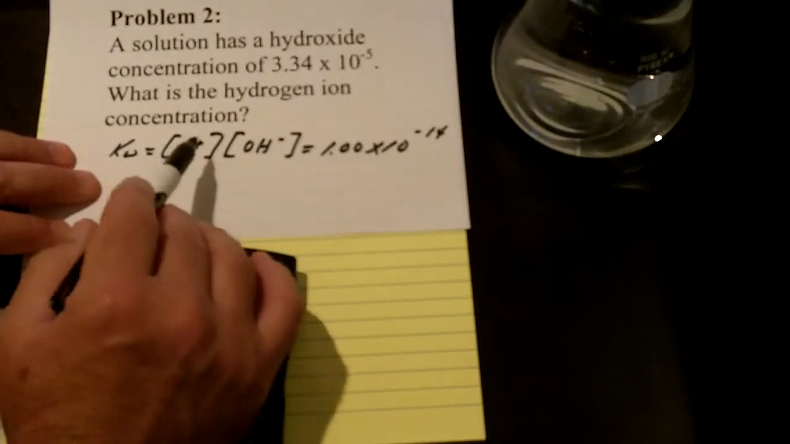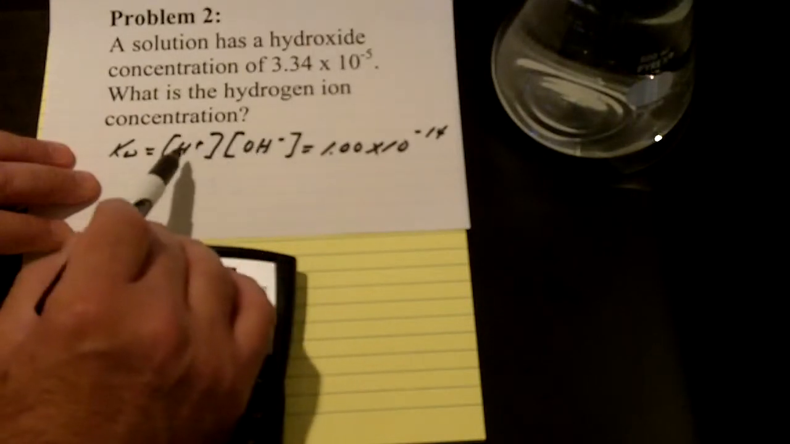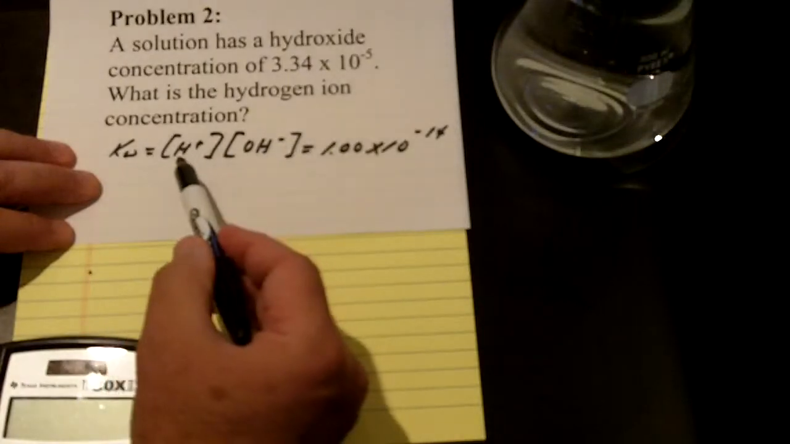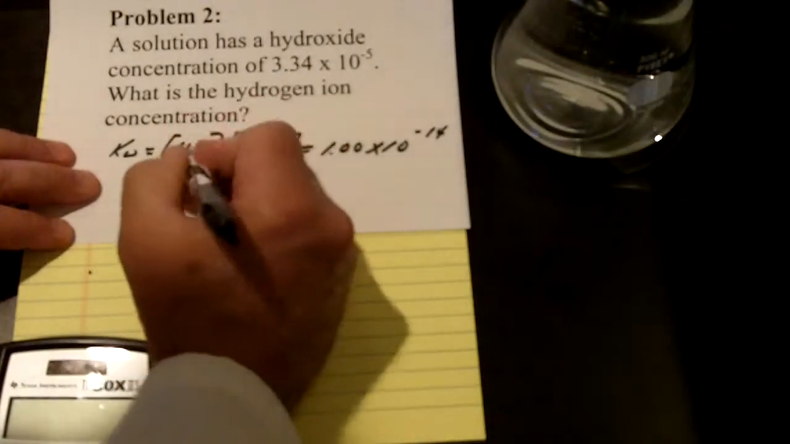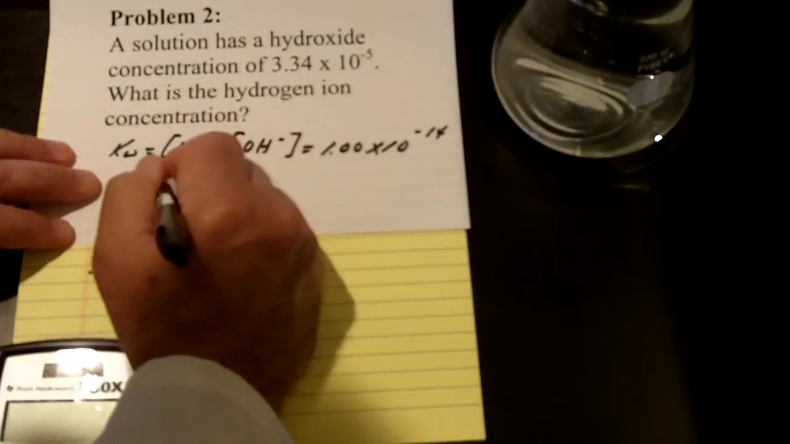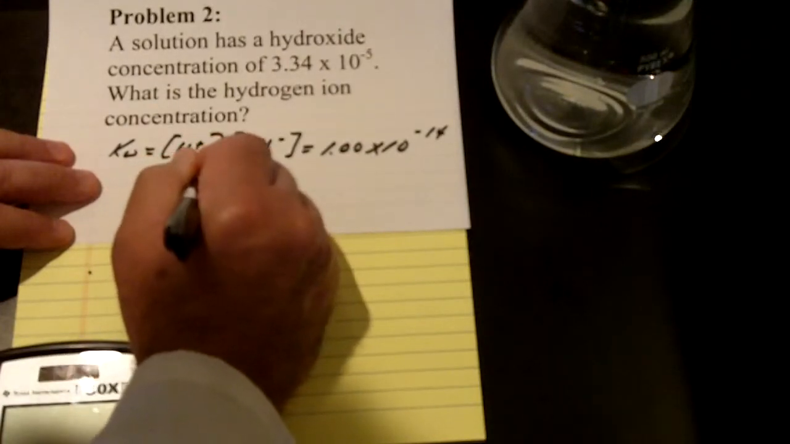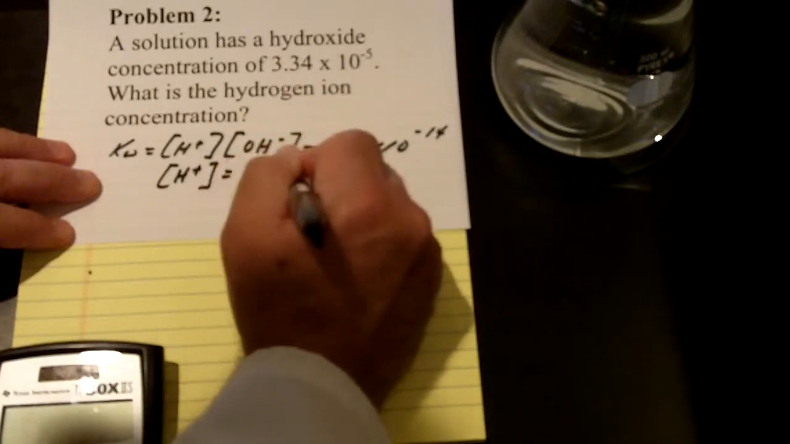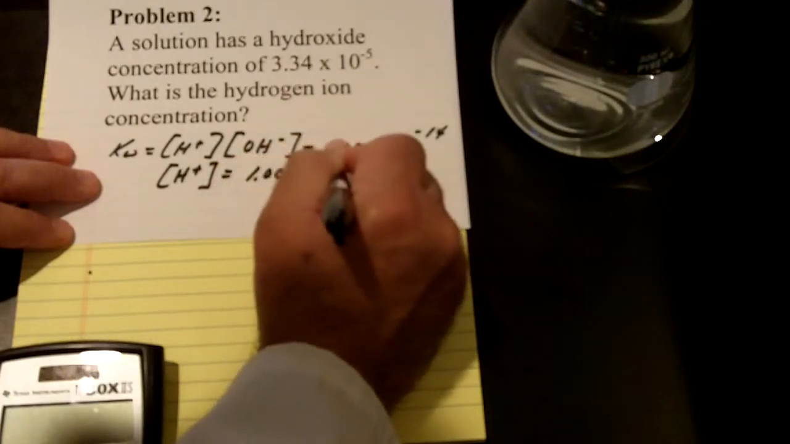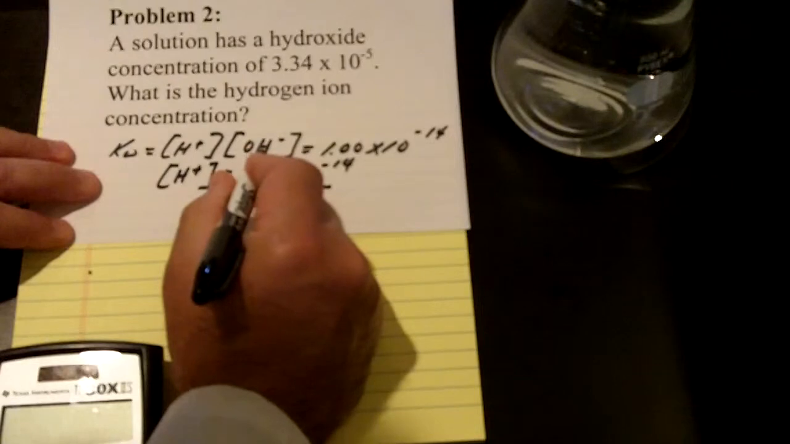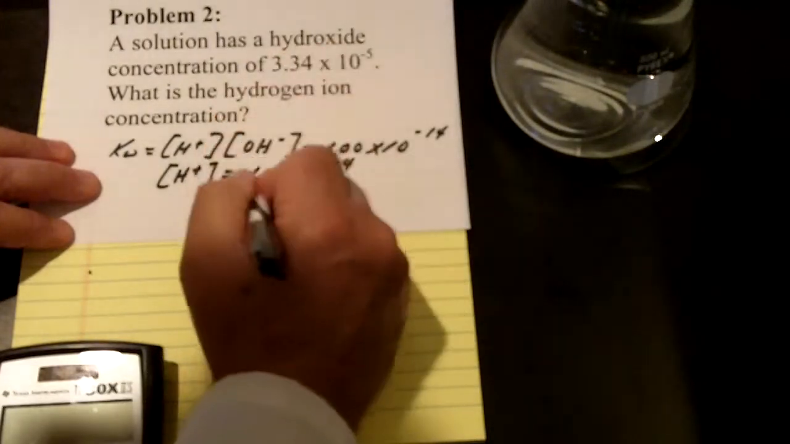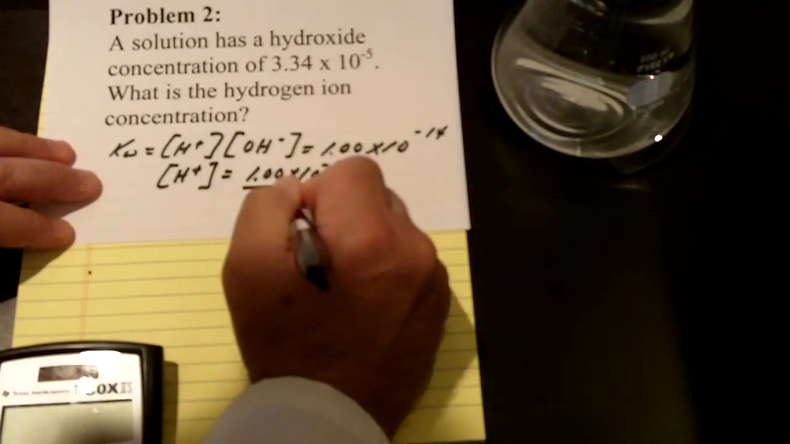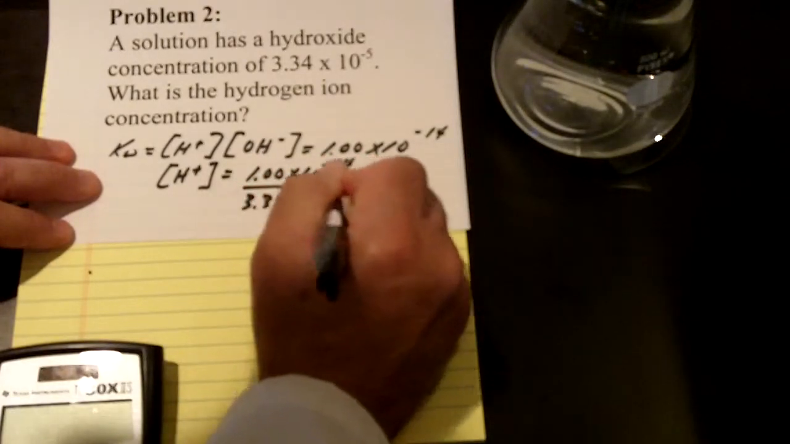We know the hydroxide ion concentration. We're trying to get at the hydrogen ion concentration. So we want to isolate hydrogen ion by itself. To do that, I'm going to divide both sides by the hydroxide ion concentration, and I get H plus is equal to 1.00 times 10 to the negative 14 divided by the hydroxide ion concentration, which I now know is 3.34 times 10 to the negative 5.